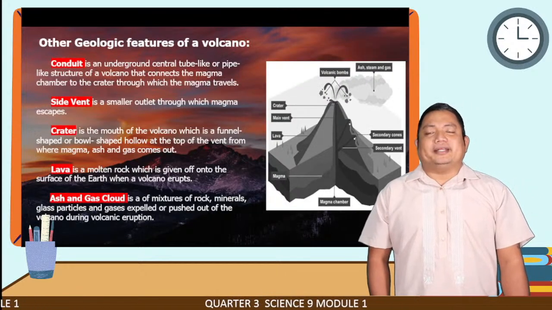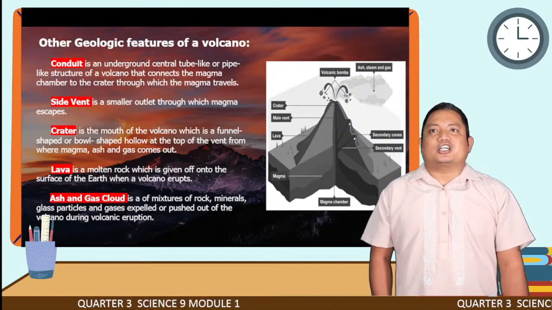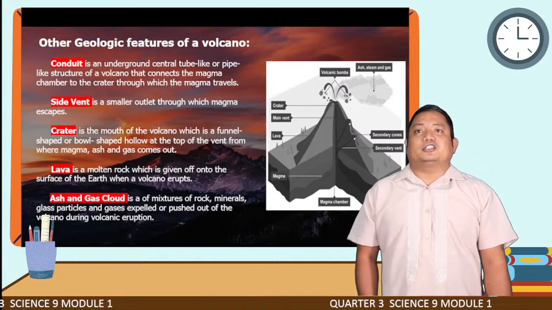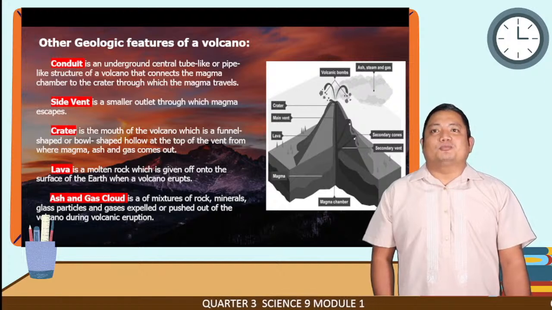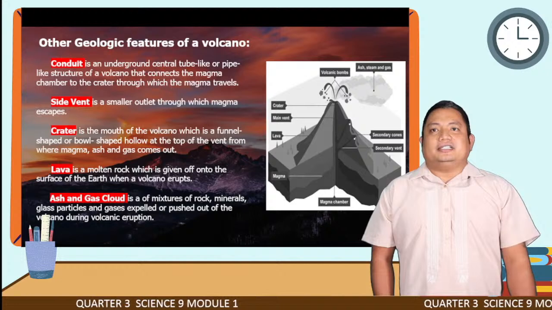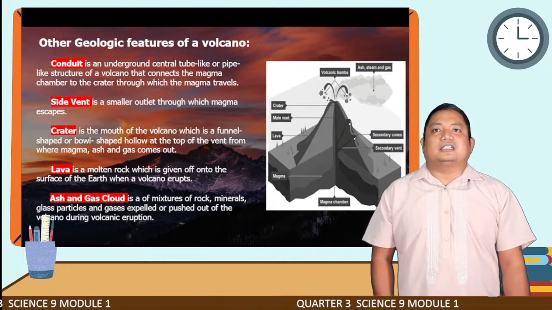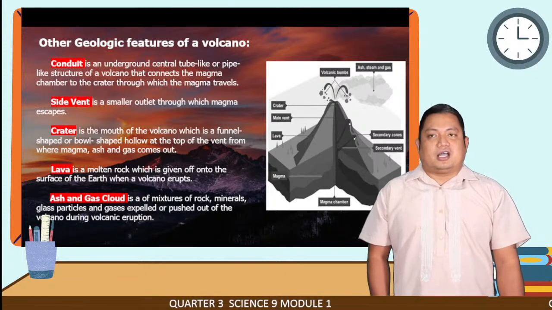Next is conduit. It's an underground central tube-like or pipe-like structure of a volcano that connects the magma chamber to the crater through which the magma travels. Side vent is a smaller outlet through which magma escapes. Crater is the mouth of the volcano, which is a funnel-shaped or bowl-shaped hollow at the top of the vent from where magma, ash, and gas come out.